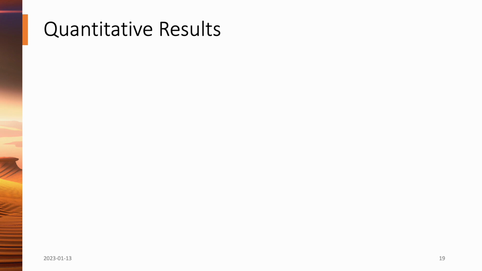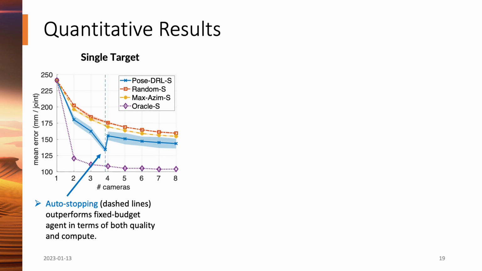Now let's have a look at the quantitative results for pose RL on the panoptic dataset. Let's start by looking at results in the single target setting. The y-axis shows the mean per joint 3D reconstruction error, and the x-axis shows the number of cameras selected. The baseline has no learned stopping, so to fairly compare, we evaluate the model and the baseline at fixed number of cameras per time step.